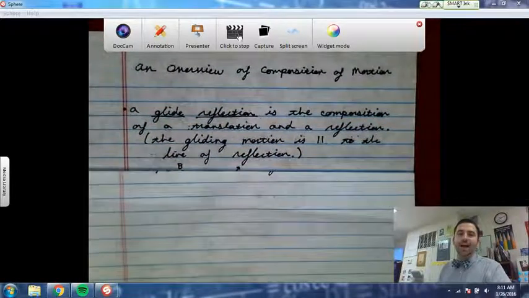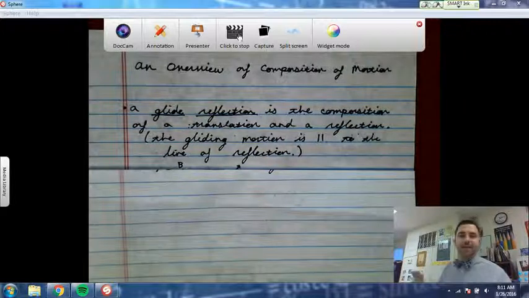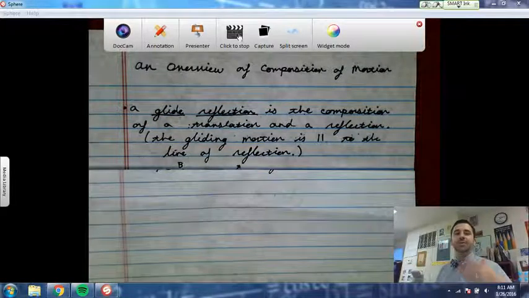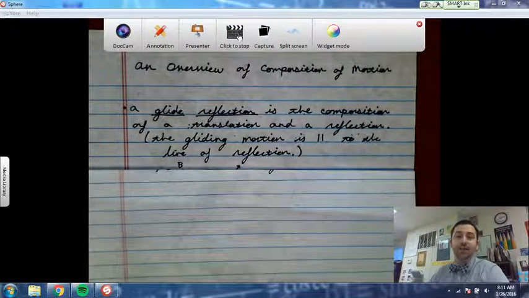Now, a glide reflection, when you hear it, sounds to me like a translation and then a reflection. I'm gliding and then reflecting. So a glide reflection is the composition of a translation and a reflection. The gliding motion is parallel to the line of reflection.